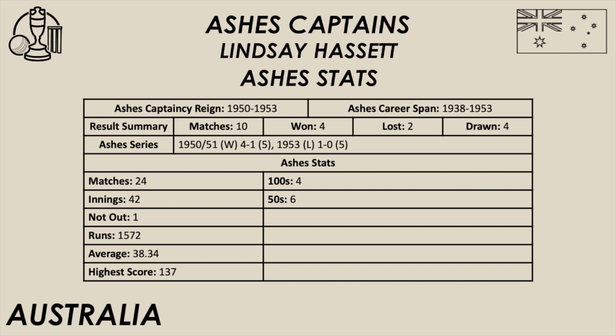His Ashes record saw him score 1,572 runs at 38.34 with 4 centuries, highest score of 137 in 24 Ashes tests between 1938 and 1953. Hassett was a part of the 1948 Invincibles side led by Don Bradman, and scored 310 runs at 44.28 with 1 century, highest score of 137 from 5 tests.